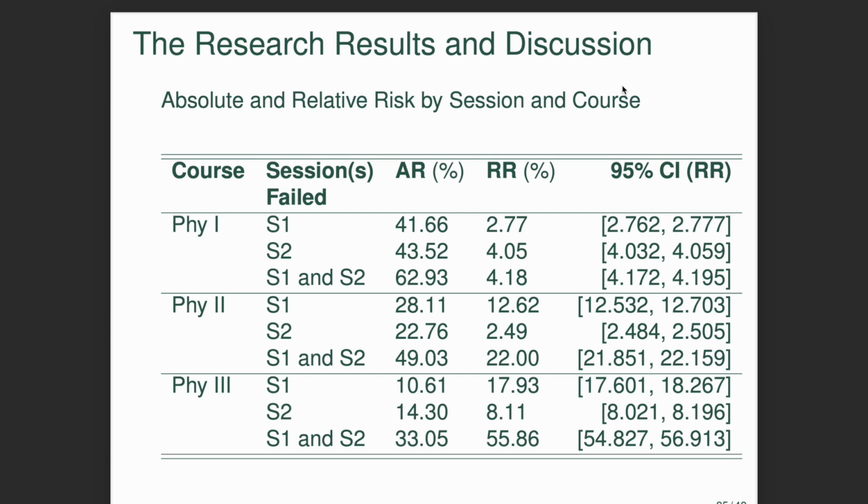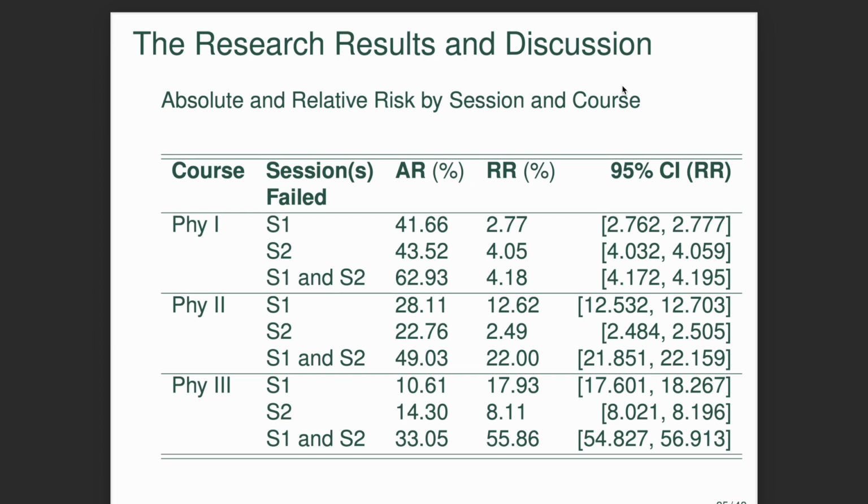Failing the second session results in an absolute risk of 22.17% and a relative risk of 2.49, still a significant increase in risk, though lower than for the first session. Students who fail both sessions face an absolute risk of 49.03% and a relative risk of 22, highlighting a strong association between early session failure and overall course failure.